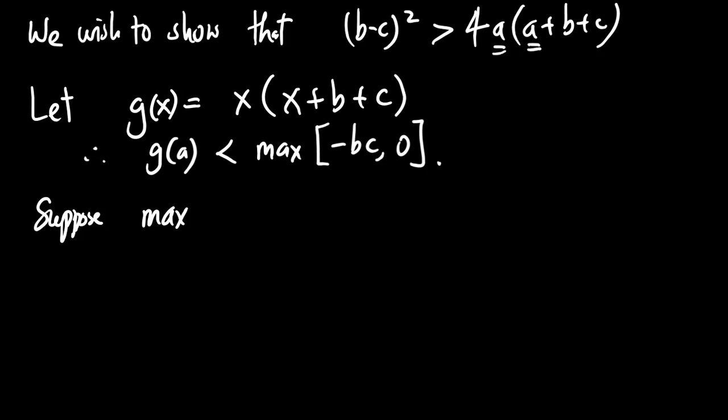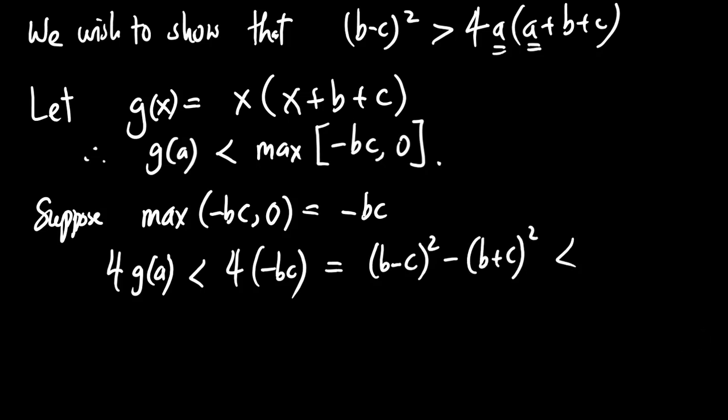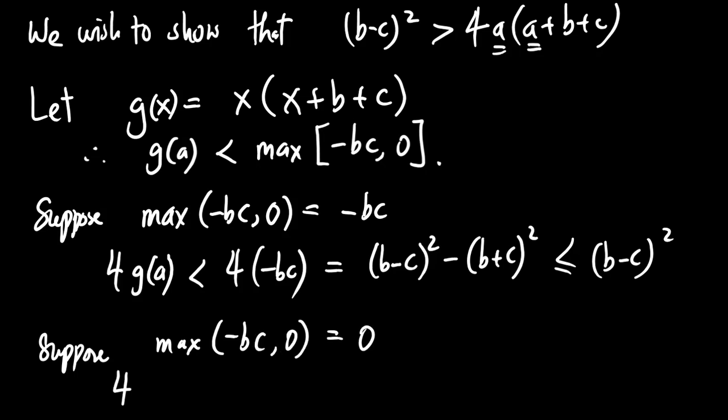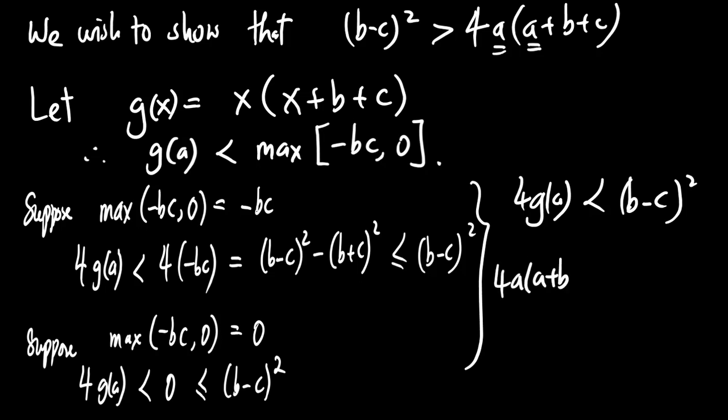Suppose the maximum equals −bc. Then 4g(a) is less than 4 times −bc, and this is (b − c)² − (b + c)², and therefore this is less than or equal to (b − c)². Suppose the maximum of −bc and 0 is 0. So 4g(a) will be less than 0, which is obviously less than or equal to (b − c)². So for both cases, 4g(a) is less than (b − c)², and 4g(a) is 4a(a + b + c), less than (b − c)².